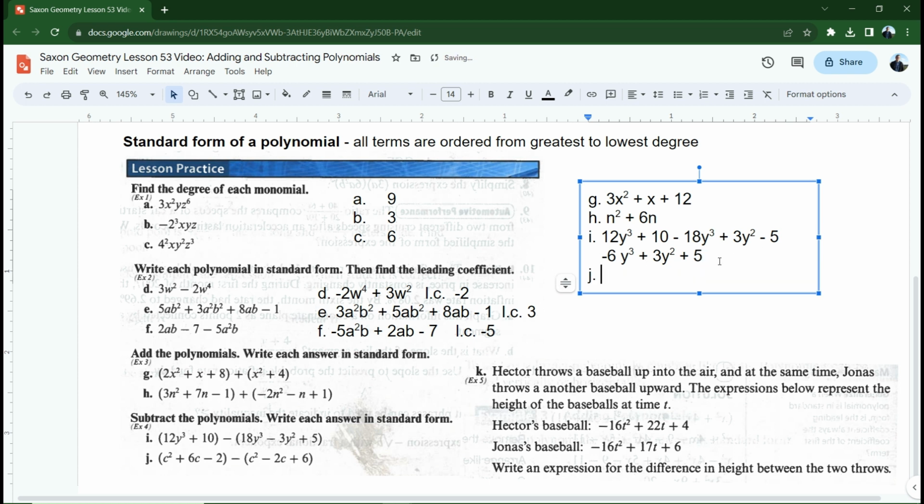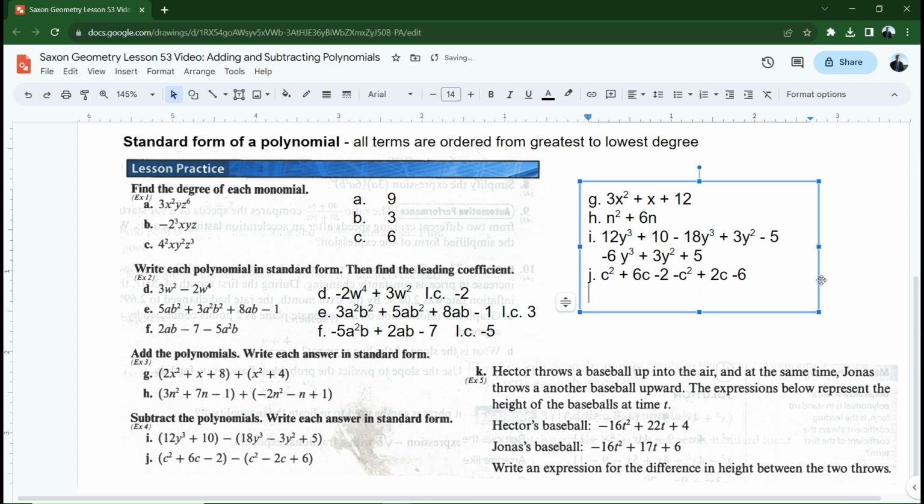Let's do J. J is c squared plus 6c minus 2. Okay, once again, I'm just going to do this. Associative property, getting rid of parentheses, doesn't matter. But now this minus in front of the parentheses is going to change the sign of everything in parentheses. So it's going to be minus c squared plus 2c, okay, minus 6. Everything in the parentheses got its sign changed because this negative basically distributed to all three things.